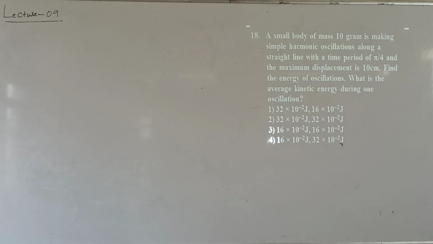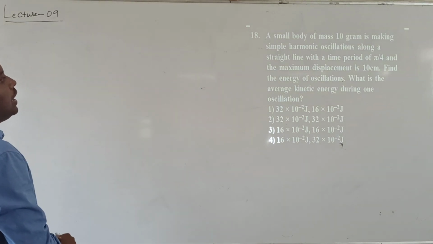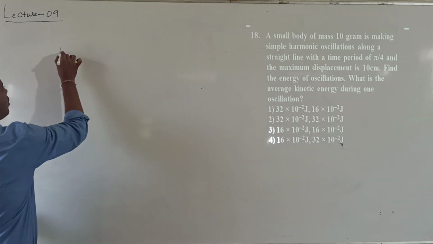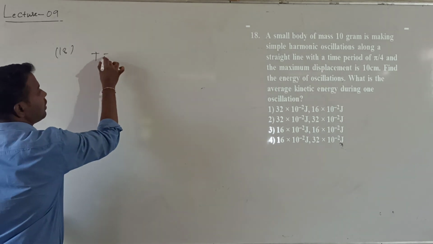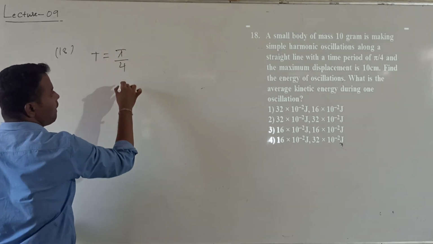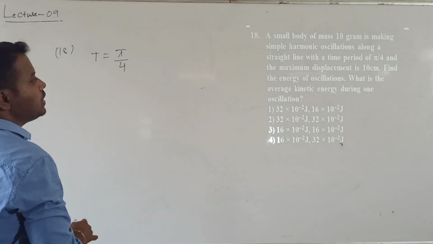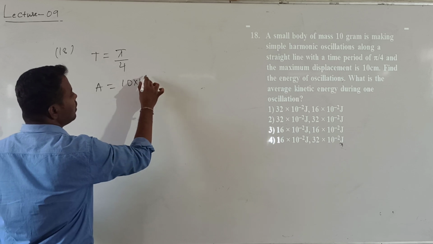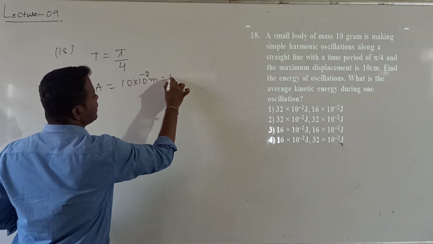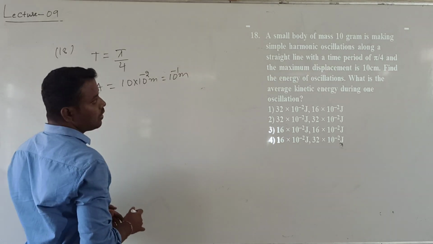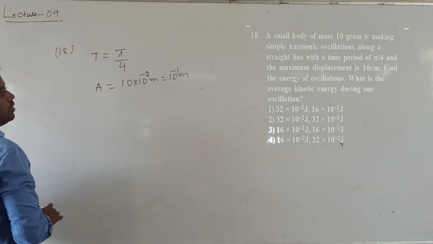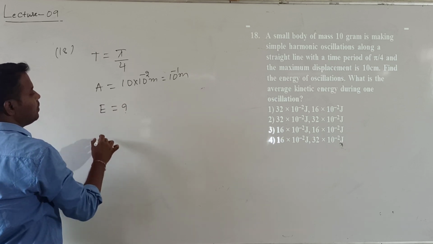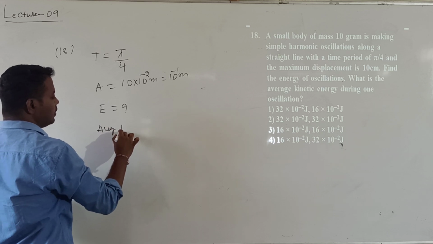In this question, a body of mass 10 grams is making simple harmonic motion along a straight line with a time period T value pi by 4, and maximum displacement, that is amplitude, is 10 centimeters, 10 into 10 power minus 2 meters, which is 10 power minus 1 meter. Find the energy of the oscillation. So what is the total energy value, and what is the average kinetic energy value?